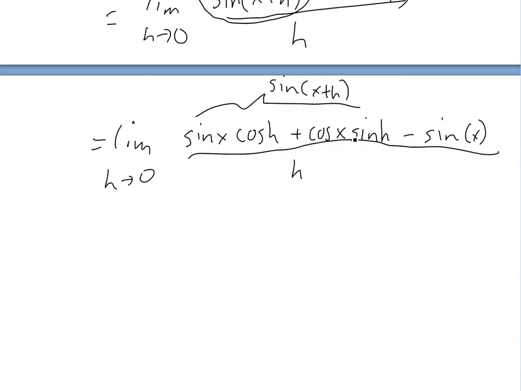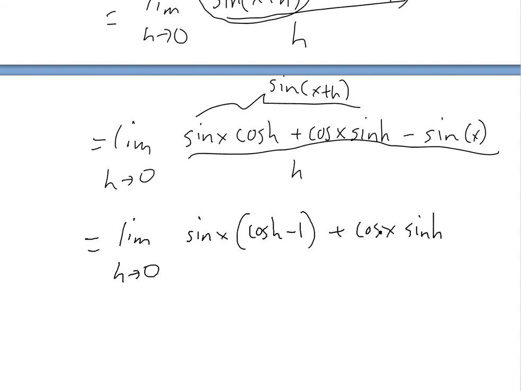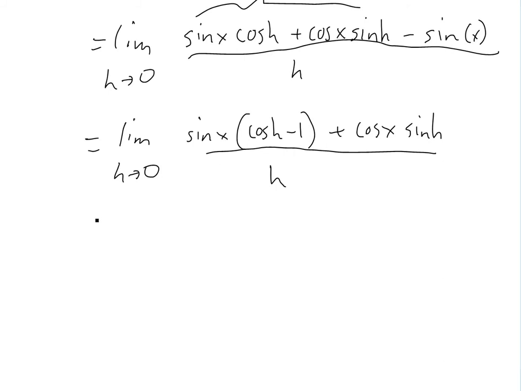So now if we rearrange this and get like terms together, like the sine x terms, we'll get the limit as h approaches 0 of sine x, and we'll rewrite it so it's a bit better. Sine x times cos h minus 1, putting these two terms together, and then this side here is plus cos x sine h, all divided by h. So now we have a limit of two separate things.